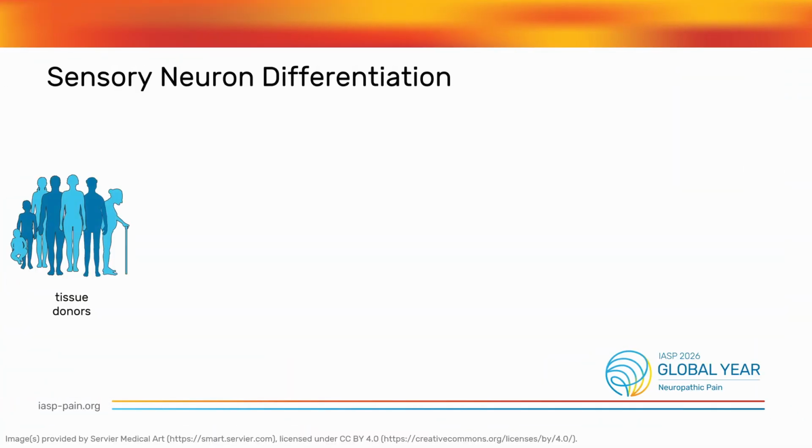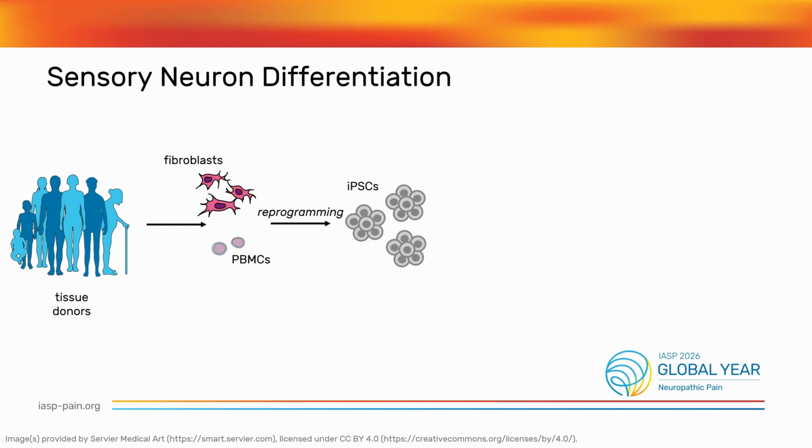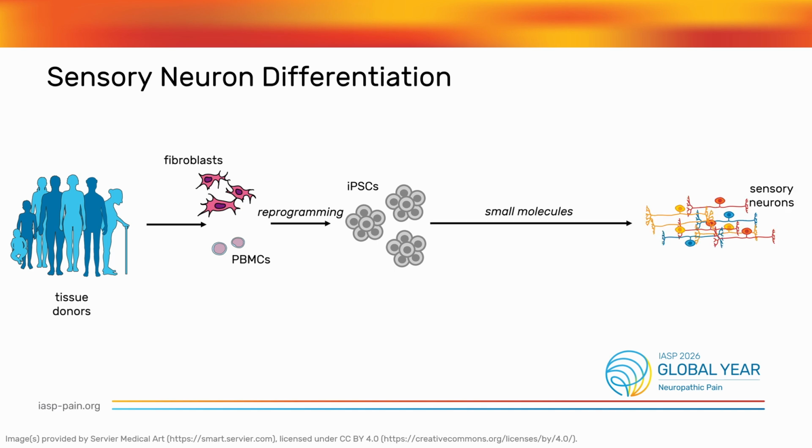Turning now to sensory neuron differentiation. We typically start from tissue donors, for example, providing PBMCs or fibroblasts. These somatic cells are reprogrammed to induced pluripotent stem cells using the so-called Yamanaka or reprogramming factors OCT4, SOX2, c-MYC and KLF4. Sensory neurons can be generated from iPSCs employing different strategies. Small molecules can be used to directly guide iPSCs into a sensory neuron fate, and I will talk about this a bit more in a minute.